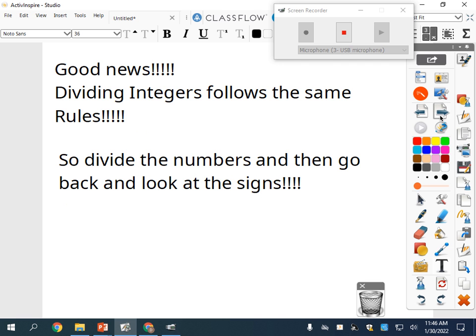Well, good news. Dividing integers follows the exact same rules. So basically, you're just going to divide the numbers and you're going to go back and look at the signs. So if I had 10 divided by a negative 2, right? Well, 10 divided by 2 is 5. A positive divided by a negative is a negative.